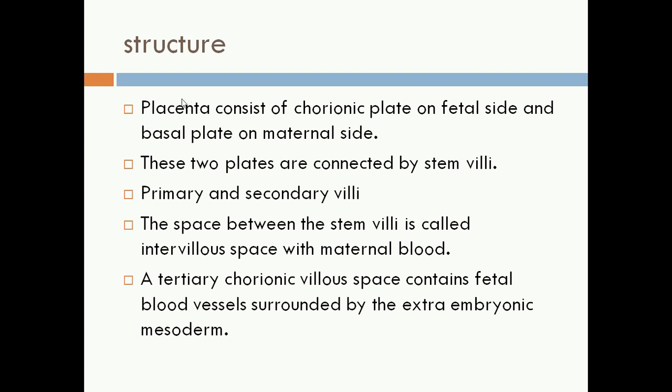The space between these villi is called the intervillous space, and it is the place where the maternal blood comes into contact for oxygen exchange and removal of carbon dioxide, as well as for the transmission of nutrient products into the fetus. That is the place where the exact exchange takes place. A tertiary chorionic villus contains fetal blood cells surrounded by the extraembryonic mesoderm.